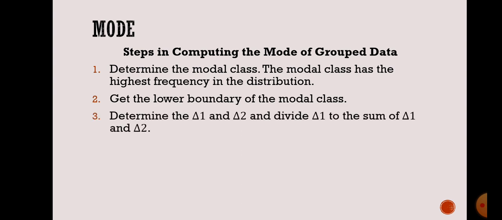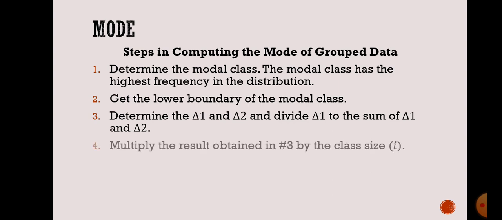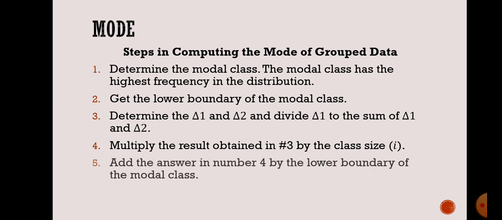The third one is to determine the change of value 1 and change of value 2, also known as delta 1 and delta 2, and then divide delta 1 by the sum of delta 1 and delta 2. So mas maintindihan natin yan pag nakita natin yung formula later on. Number 4, multiply the result obtained in step number 3 by the class size. And then lastly, add the answer in number 4 to the lower boundary of the modal class.